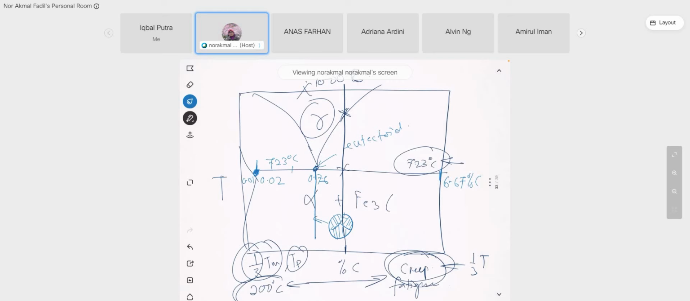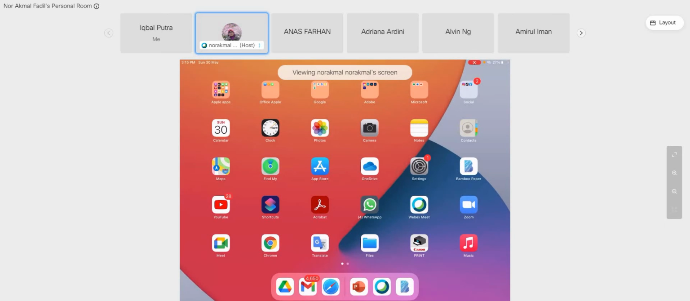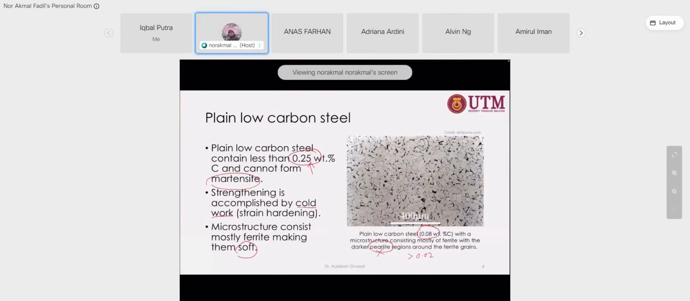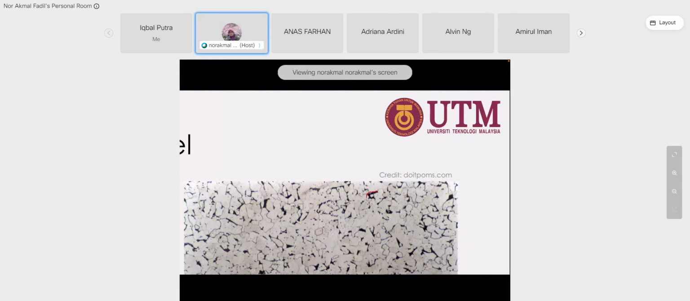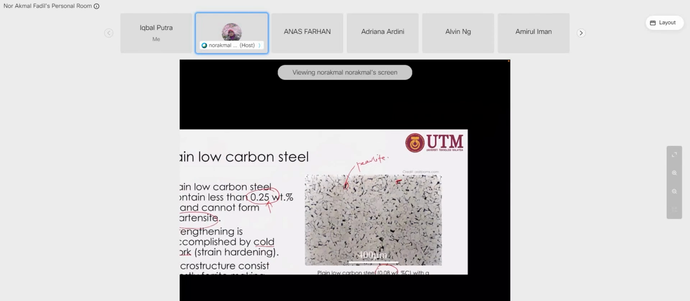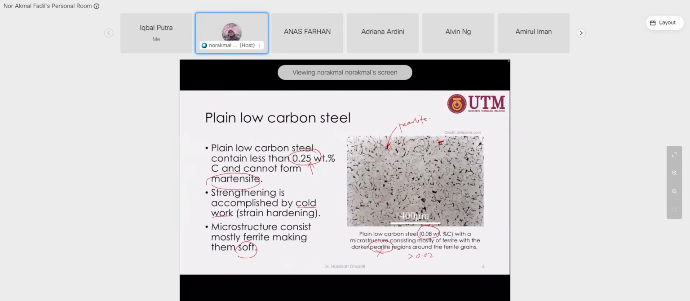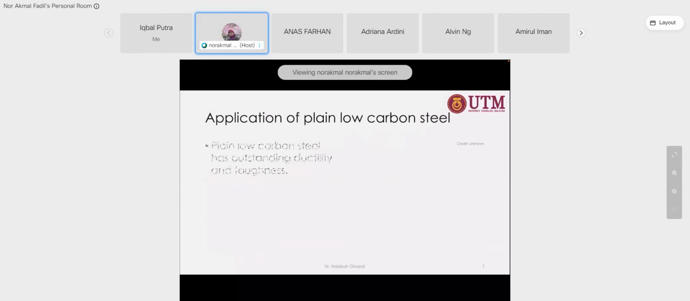So 0.08 is somewhere here, 0.08% carbon. Therefore, you can have pearlite, but the amount of pearlite is quite low, which is at this region. The darker region, like this one, is pearlite. You cannot see the lamellar structure because it is just an optical image from an optical microscope. If you use a scanning electron microscope, you can enlarge up until 40,000 magnification, and you can see clearly the structure of pearlite.